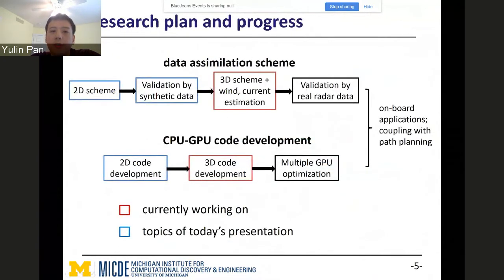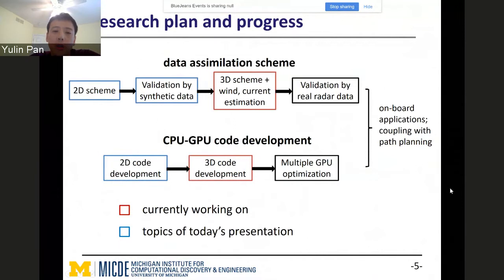The development of this research consists of two routes. The first route is on the data assimilation scheme, and the second route is on the CPU-GPU code development. So eventually, these two routes will be merged, leading to the onboard applications. And in our MACD proposal, we propose to finish everything in the boxes in this 1 year period.